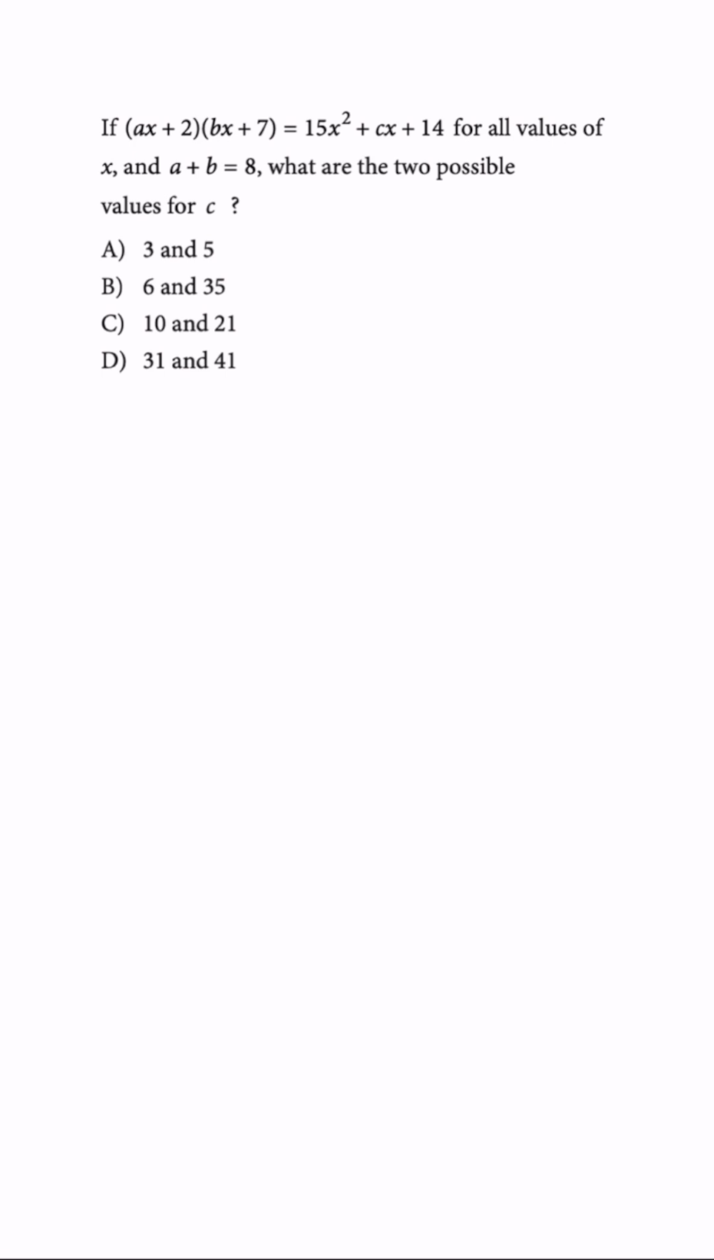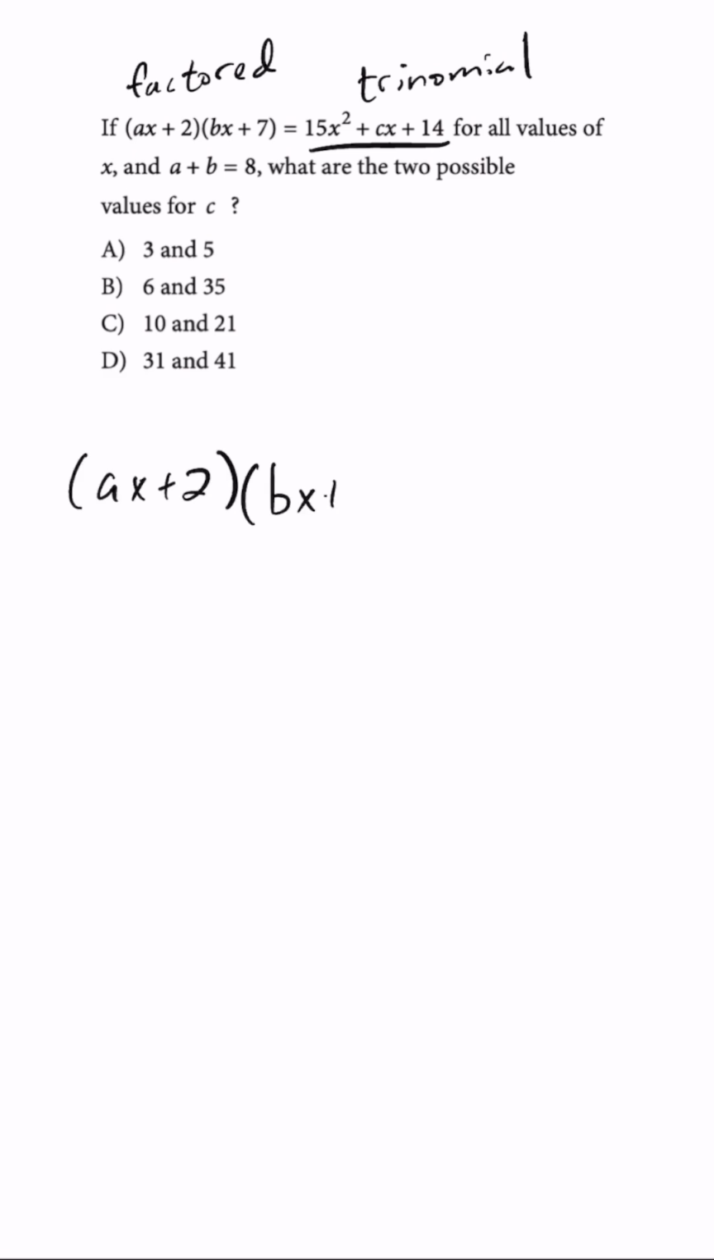for c? So the first thing they give us is a trinomial in its factored form, and then over here is just the trinomial after the two sets of parentheses have been multiplied together. So the first thing that I'm going to do is rewrite the factored form. So (ax + 2)(bx + 7).